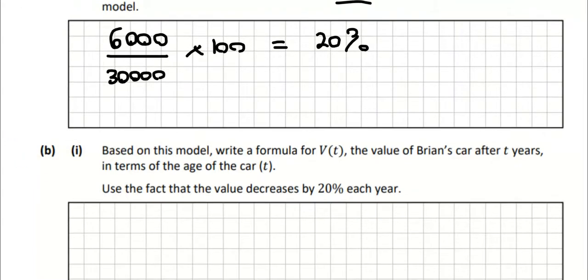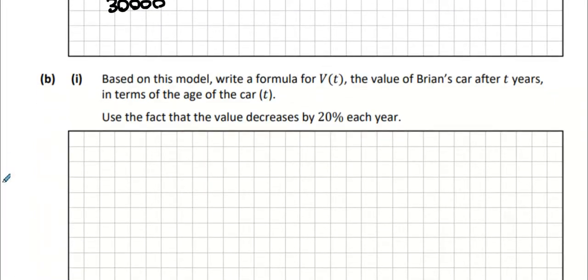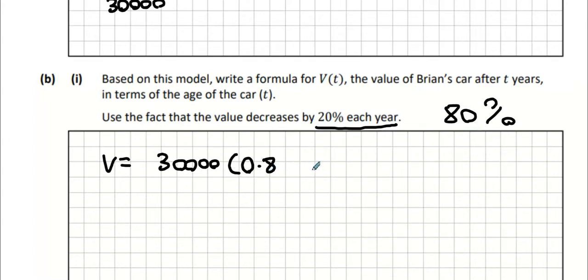Now, based on this model, write a formula for the value of Brian's car after T years in terms of the age of the car. Use the fact that it decreases by 20% each year. Well, if it decreases by 20% each year, that means you keep 80% of your value. Same way, if it decreases by 30% each year, you keep 70% of your value. So if the value of your car is your 30,000 and you keep 80%, 80% is 0.8 to the power of t, which is the amount of years.